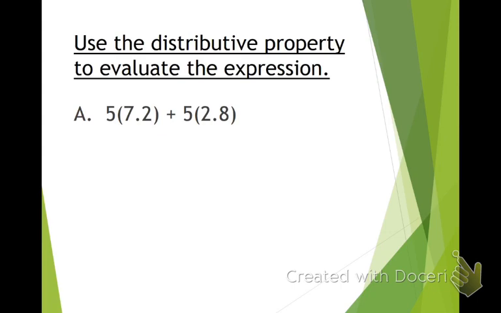So let's look at the first one. Use the distributive property to evaluate the expression. What number do you see both of those are multiplied by? 5. A 5, okay? So we're going to put that 5 directly underneath it. I'm pulling the 5 out of both of the numbers. Now I've got to multiply, first of all, 7.2 plus, what other number do I still have to multiply a 5 by? 2.8.